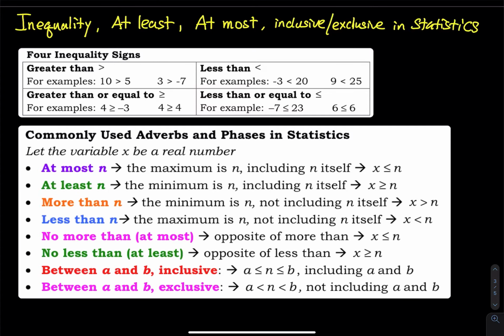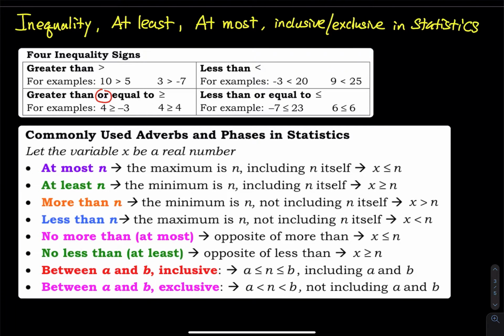Greater than or equal to, or less than or equal to, here is how the "or" works. As long as the greater than or the equal to is satisfied, the inequality is true. 4 is greater than -3, I don't need to worry about the equal. 4 is equal to 4, then I don't need to worry about the greater than. -7 is less than 23, I don't care about the equal. 6 is equal to 6, then I don't need to care about the less than. That's how these four inequality signs work.